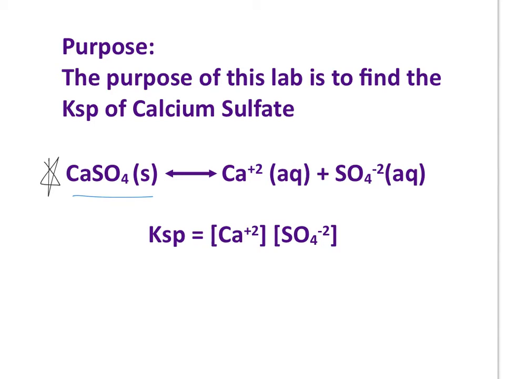And this is just representing the calcium sulfate as it's dissolving in an equilibrium system into calcium 2+ and sulfate 2-. Right here is your Ksp expression, which again you'll be using to calculate that value. So when we start this, the first step is to run our calcium sulfate through something called a column.